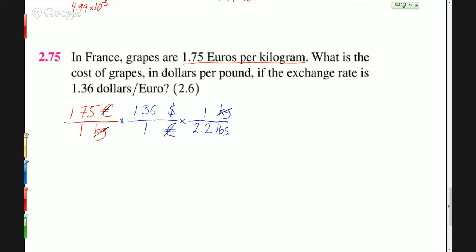Because medicine is often dosed in milligrams per kilogram. So you have to know how many kilograms somebody weighs in order to look at the medication and other things like that.